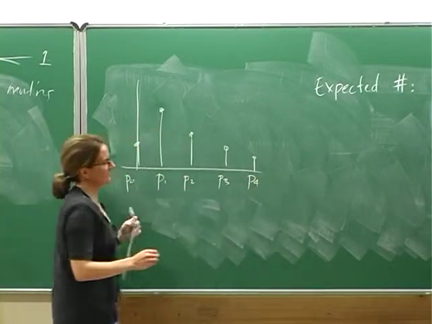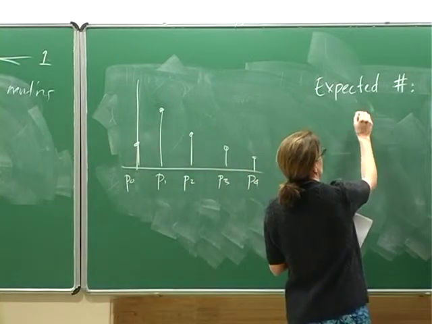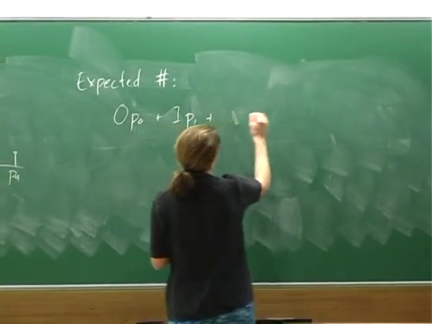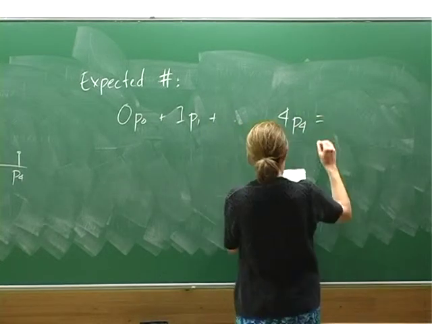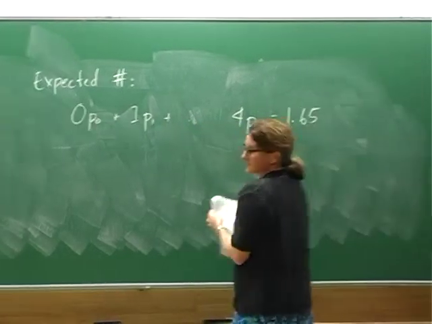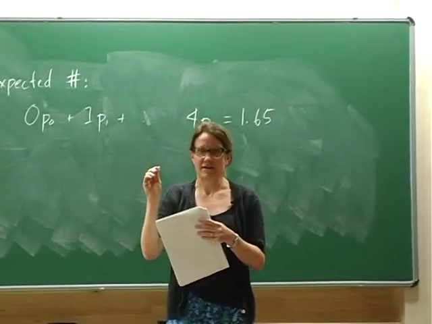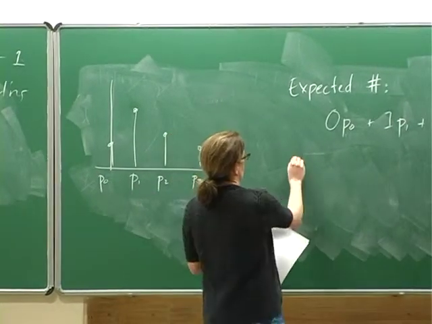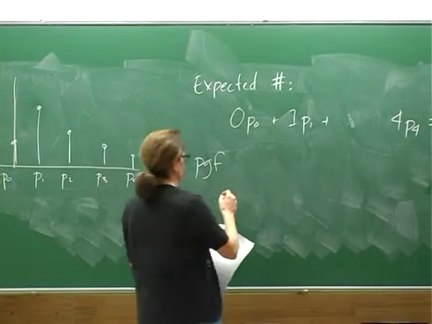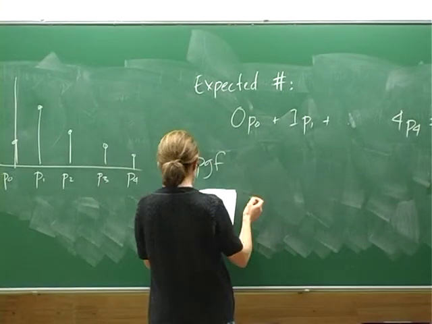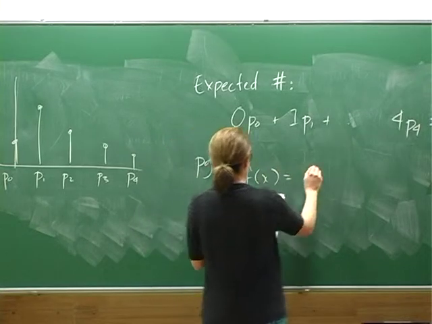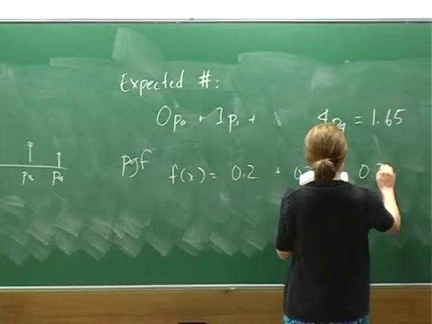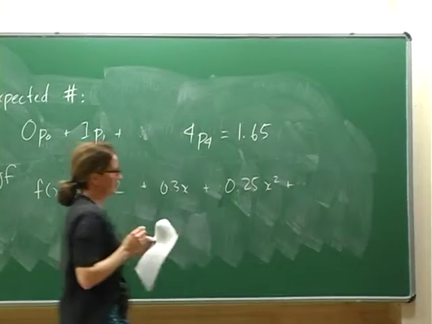P4 is plotted there. And the expected number is we get 0 this fraction of the time, we get 1 this fraction of the time, we get 4 this fraction of the time, and you should have got 1.65. And I think when I was going around last night, everybody had that. That's good. The probability generating function, you just plug the numbers in. So you should have something like 0.2 plus 0.3x plus 0.25x squared, and a couple more terms.